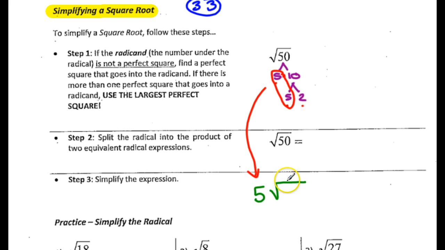I couldn't make a pair of 2s, so that 2 stays inside. And so 5 square root of 2 means the same thing as square root of 50, but now it's simplified. I've made it smaller. If I were to double check this by putting it in my calculator, I'm still going to get that 7.07, whatever the long decimal was.